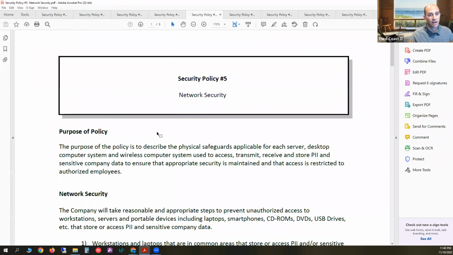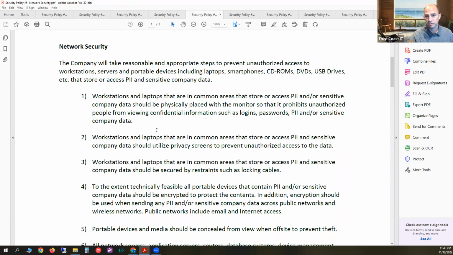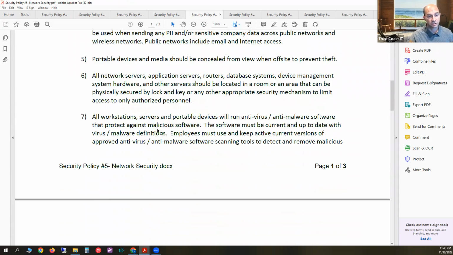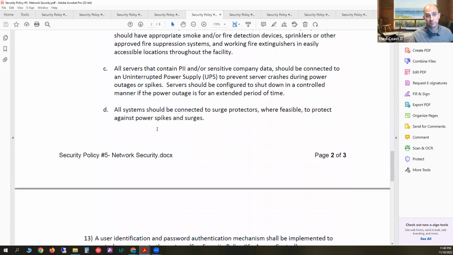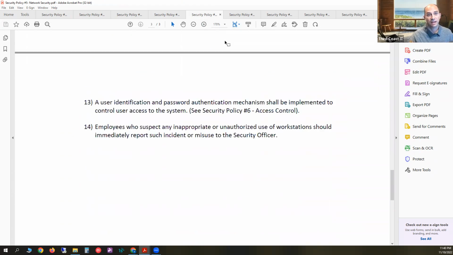Policy number 5, network security. This is a lot of what your IT vendor does. They are there to keep you safe. They're there to update the computers. They are there to put on the security to keep you safe. And there's a lot of things that they do to help make that happen.